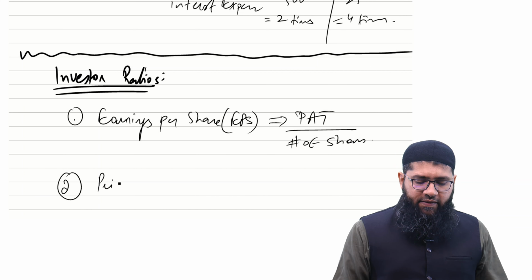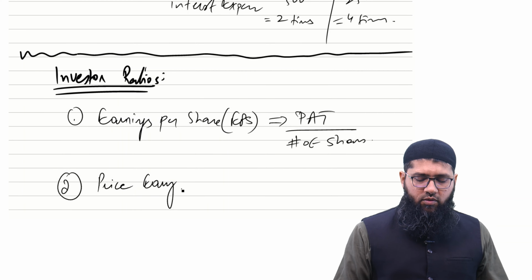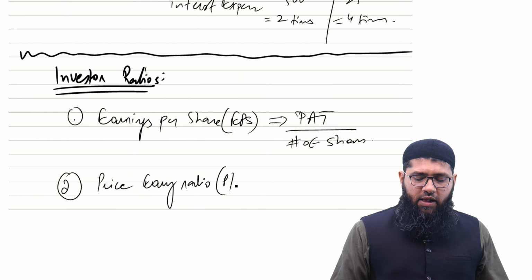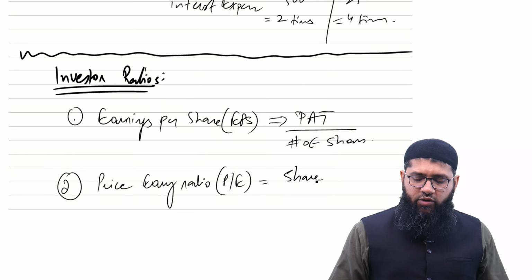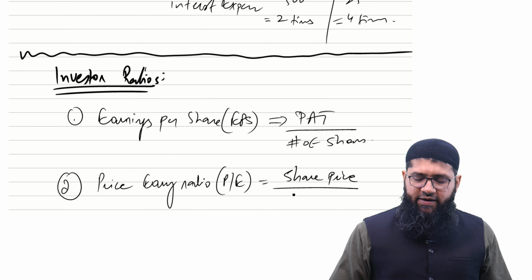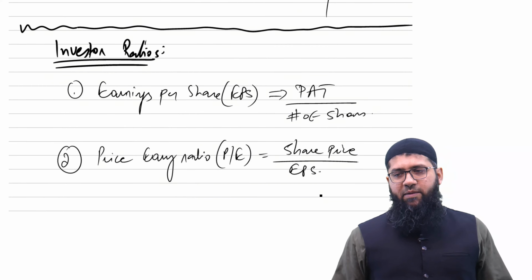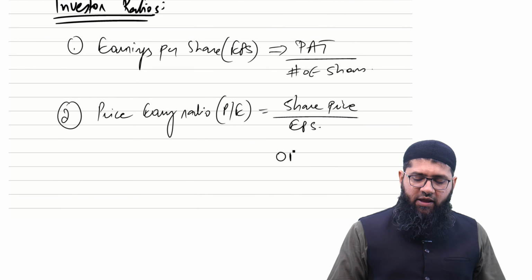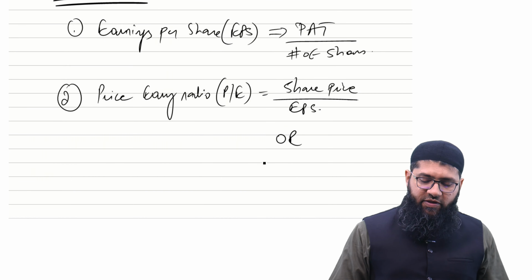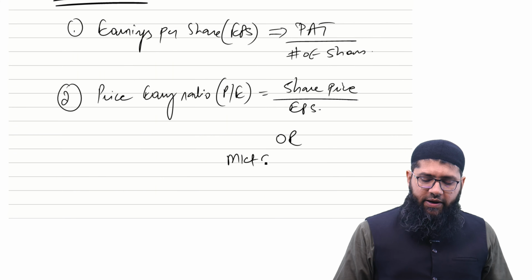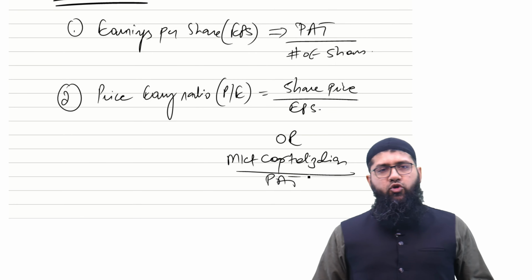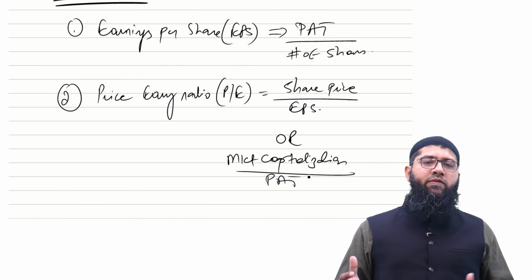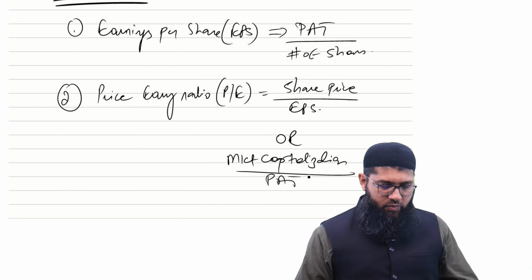Then you have got another ratio which is called the price earnings ratio, which we also call the PE ratio. The price earnings ratio is the share price divided by EPS. Alternatively, you could also calculate it as the market capitalization of the company divided by profit after tax, because it could be done on the basis of per share, or on the basis of the total company.